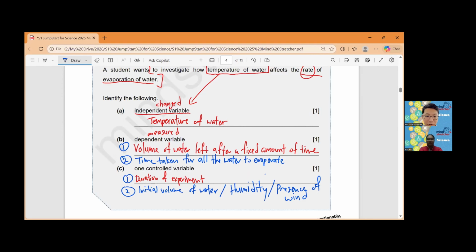Exposed surface area of the water. All right, so all these must be kept the same. Okay, any questions?